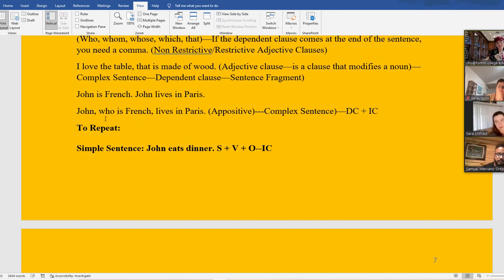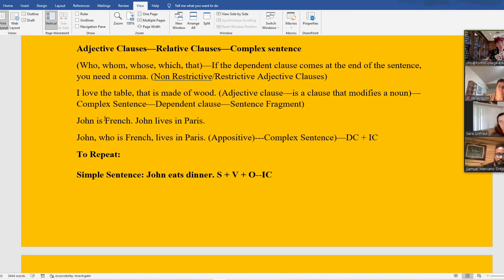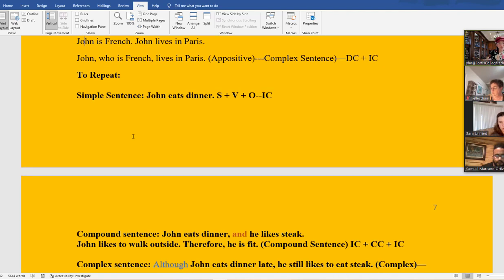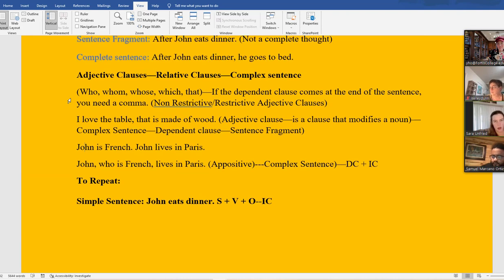Exactly, yeah, it's the same idea, except this is with an adjective clause. And so when you have a who, whom, whose, which, that, then you have to have two commas, because it's an adjective clause that modifies a noun, so it's an appositive. Then when who, whose, which, that comes at the end of the sentence, then it is only one comma. So you gotta remember two commas and one comma. So I do remember going through this before. So, what's the appositive?